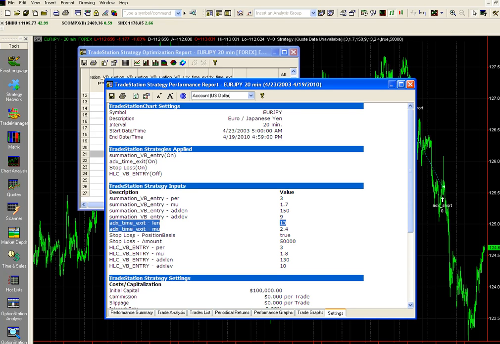It looks like we're making progress, and you know, it takes several hours to run the optimizations, but it's pretty simple to create a strategy this way, and hopefully this is answering a lot of your questions.